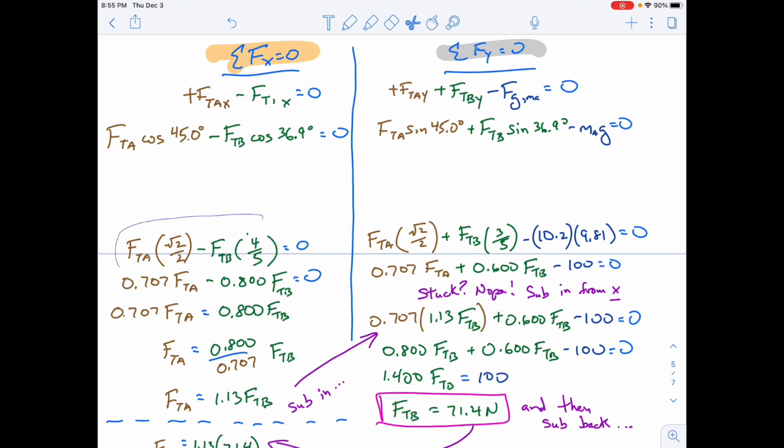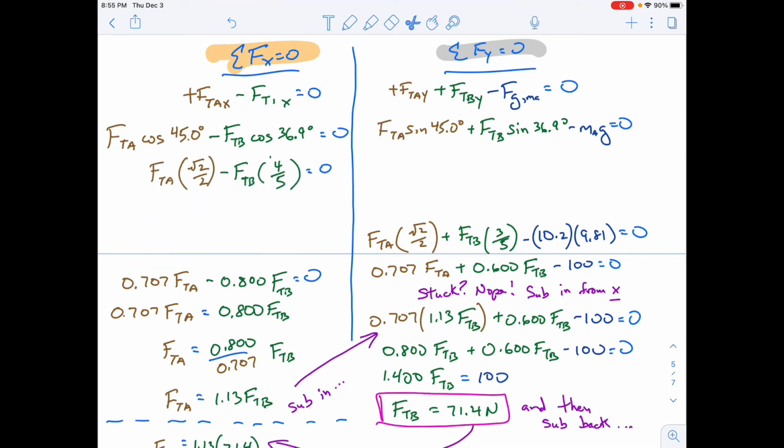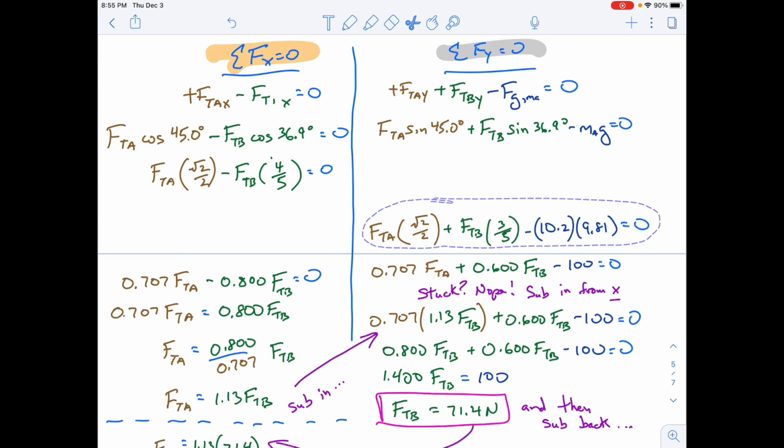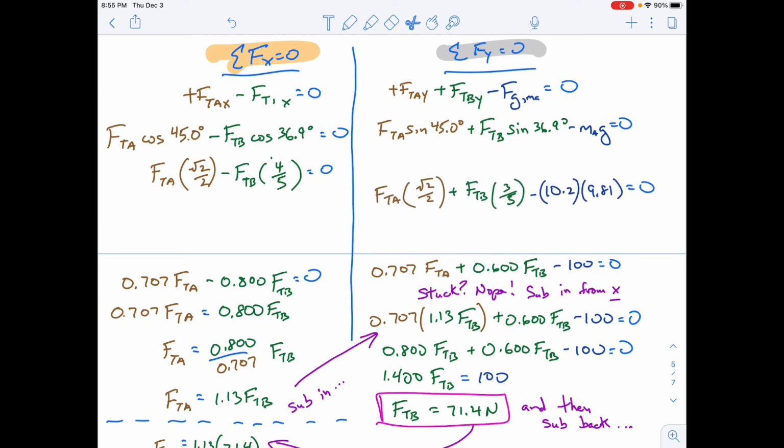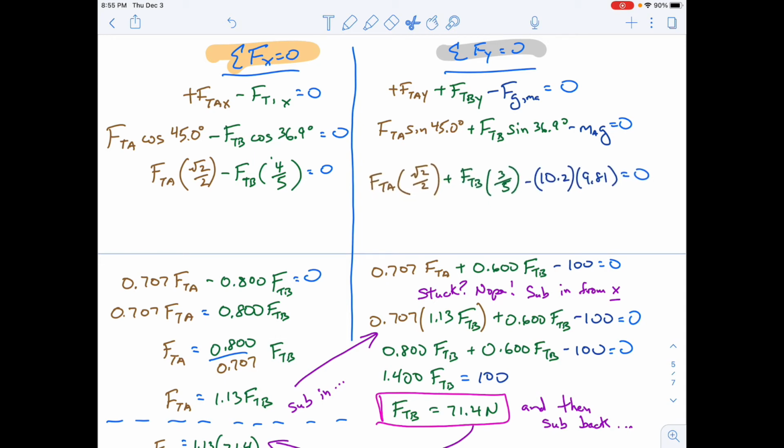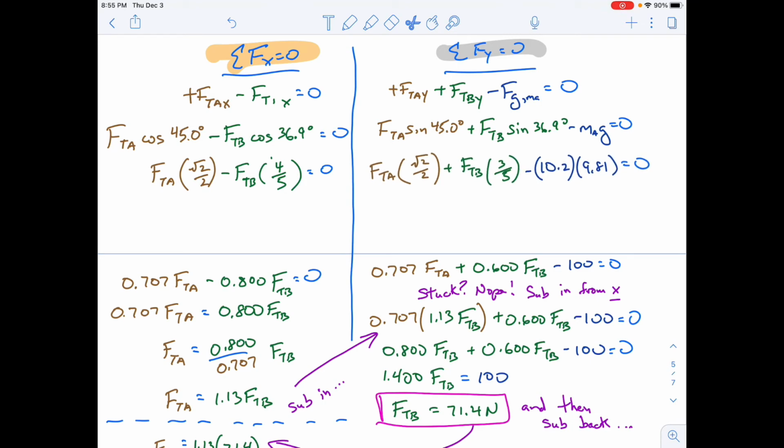So what we can do, of course, is substitute in the values for sine and cosine here. I happen to know that cosine and sine of 45 degrees is root 2 over 2. You should know that from trig or geometry class. And I happen to know that 36.9 degrees gives me the fractions 3/5 and 4/5 because it's a 3-4-5 triangle. Also 3/4 or 4/3 for tangent, but I'm not dealing with tangent right now.